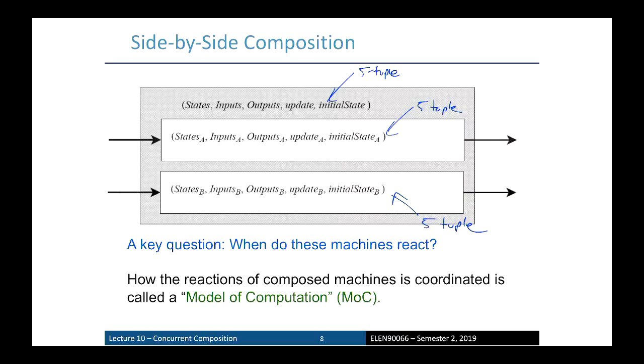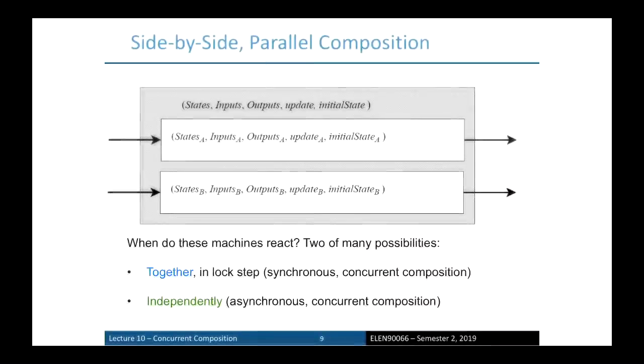There are two answers for this, and then there are multiple answers within one of the answers. How the reactions of composed machines are coordinated is what's going to be called a MoC, a model of computation, and we'll explore that in a bit more detail. I think the best way of describing this is on the next slide. There are two ways of describing how these machines react.